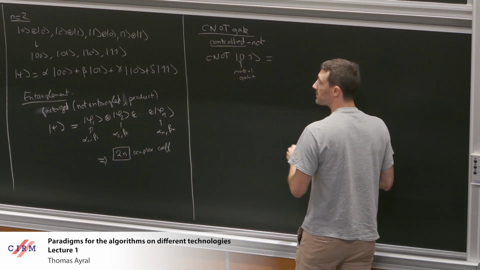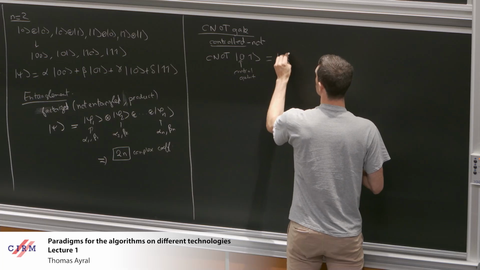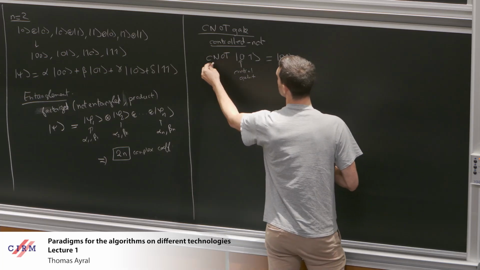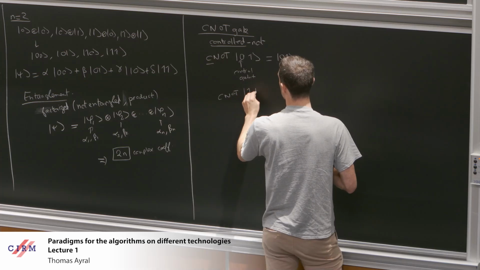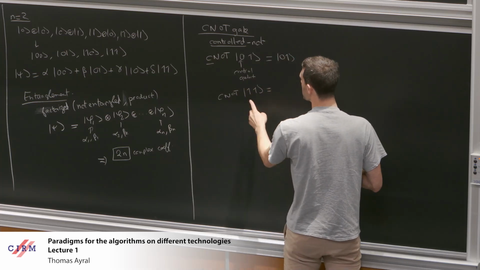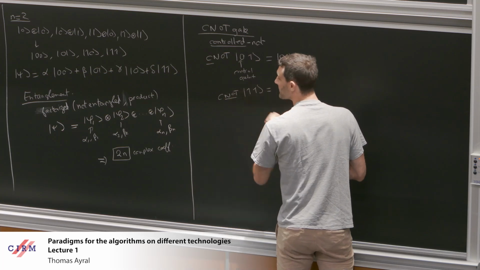If it's 0, then you don't do anything. That's the definition of what a control is. Now, if you do control not, say, on 1, 1, then you look at the value, it's 1, so you do something, and what you do is actually the operation that is after the C.